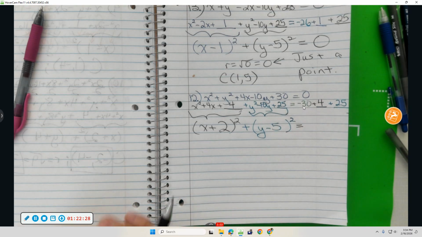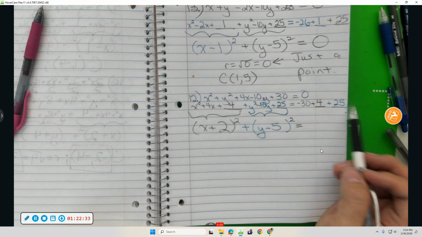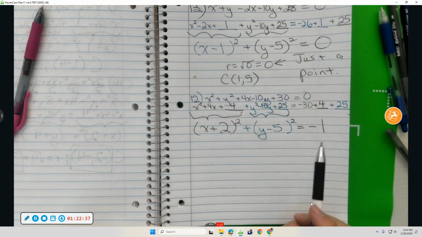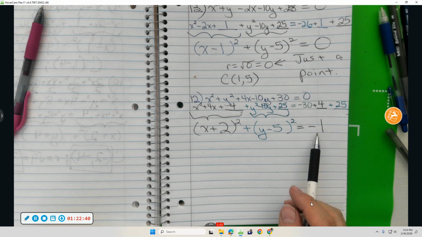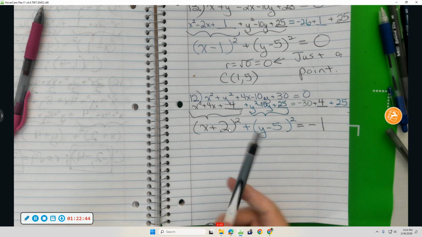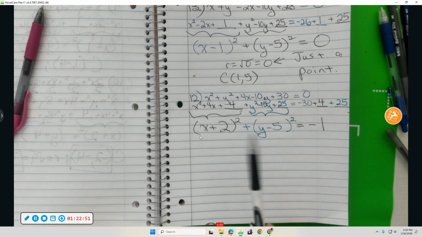And what have we got on the right-hand side? Look at that. That's negative 30 plus 29. We have a negative 1. Is there going to be a graph? No graph, not even a point. Because if you plugged in the center, negative 2, 5, you're taking two numbers and squaring them. The x plus 2 is a number, squared, plus a number squared. When you square them, what kind of numbers do you get, positive or negative?